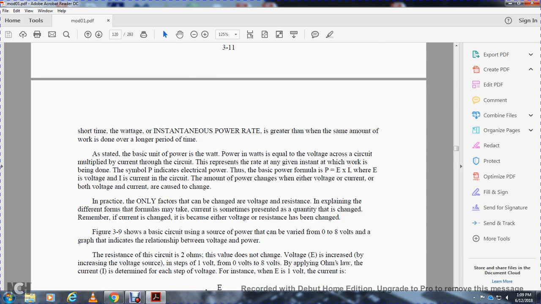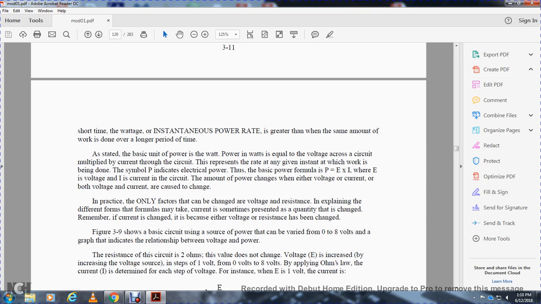As stated, the basic unit of power is the watt. Power in watts is equal to the voltage across the circuit multiplied by the current through the circuit. It represents the rate at any given instant at which work is being done. P indicates electrical power. Thus, the basic formula is power equals volts times amps, P equals E times I, where E is the voltage and I is the current through the circuit.